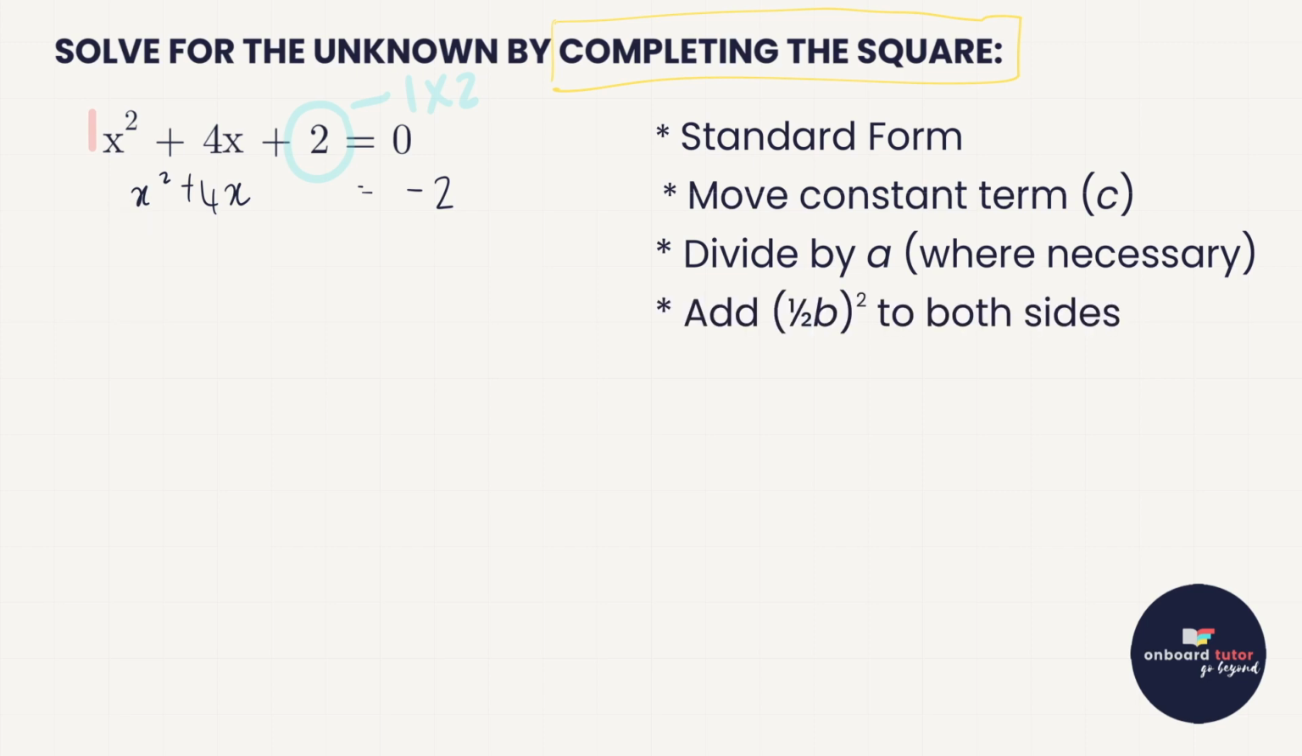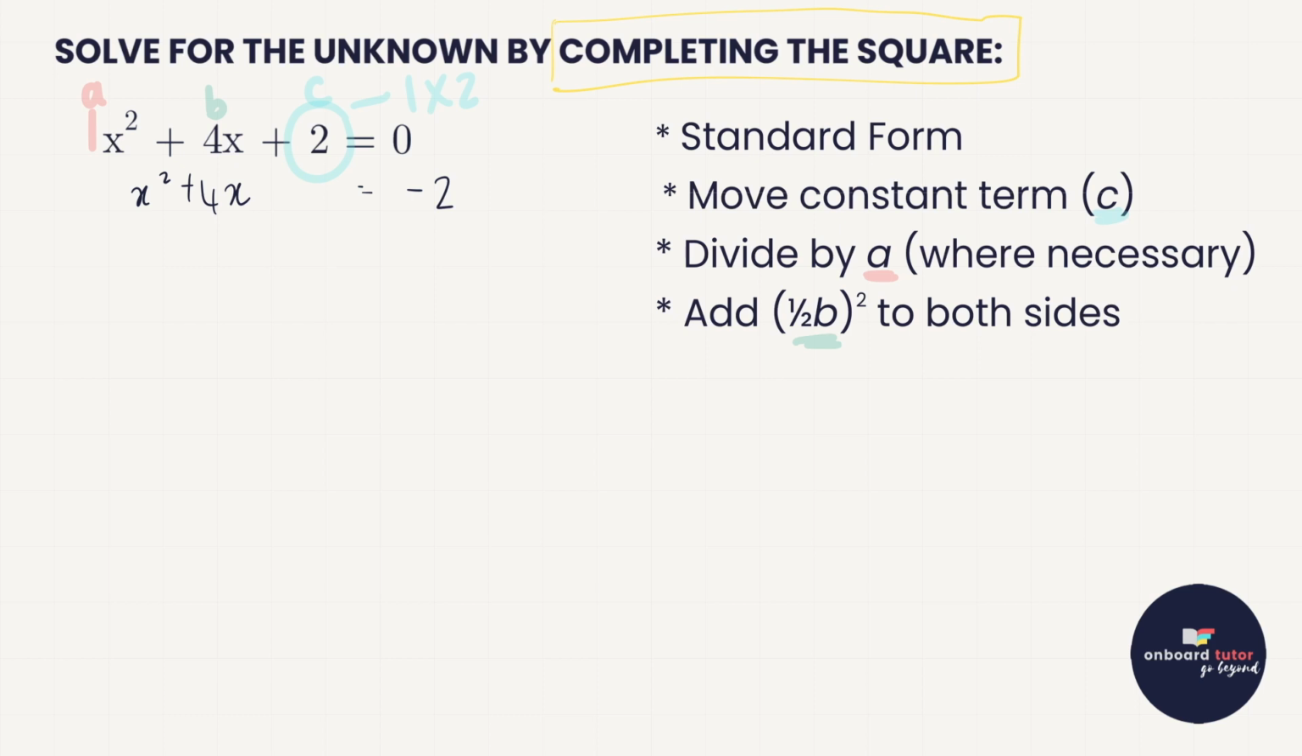Next, we need to add a half b squared. Okay, so in a trinomial, we always look at the coefficient of the x squared term, that's our a value. The coefficient of the x term is the b value, and the constant is the c value. So just to make sure that we know what we're talking about. So there was our a value, our b value is what we're going to deal with now, and our c value is what we moved there in the second step.